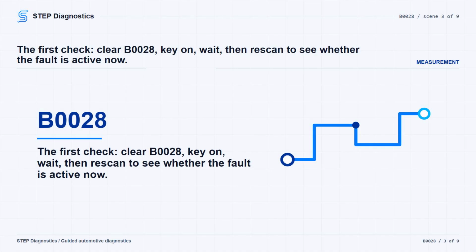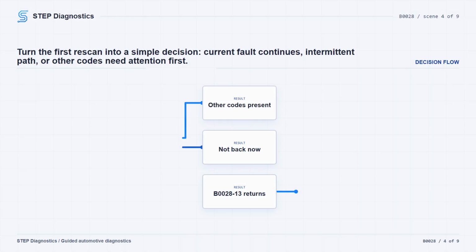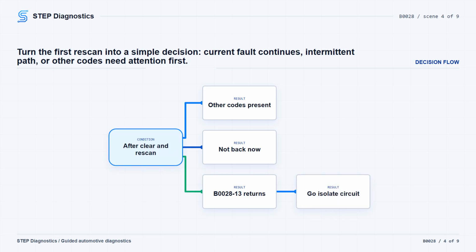Start by proving whether the fault is current. Clear the codes with the HDS. Turn the ignition switch to ON (II), wait for 10 seconds and check codes again with the HDS. If B0028-13 comes right back, the failure is duplicated and you move into circuit isolation. If it does not come back, the system is okay at this time, so treat it as an intermittent fault. And if other codes are present, check what they mean first instead of chasing this one in isolation.